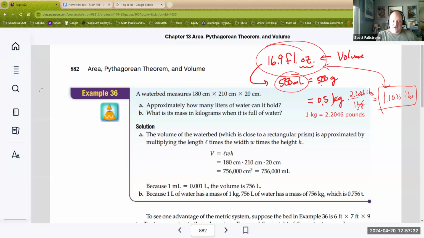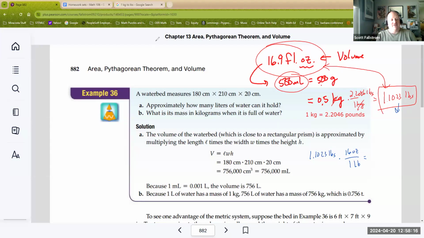Now remember, why am I showing this? One last piece. This is pounds. But if I had 1.1023 pounds, and I know that 1 pound (lb) is the same as 16 ounces, not 16 fluid ounces, when I multiply these together, let me grab my calculator, 16 times 1.1023.